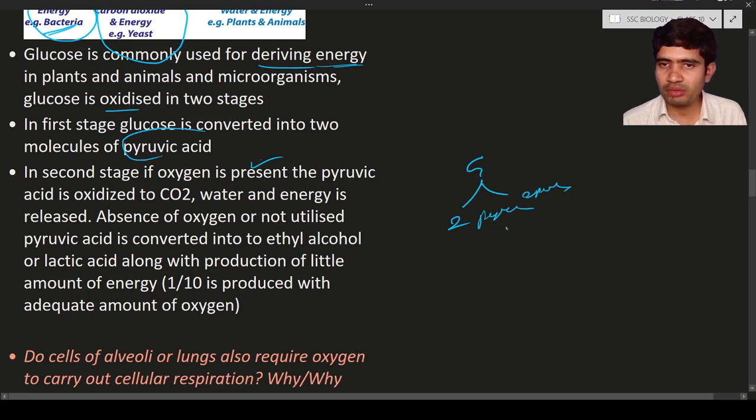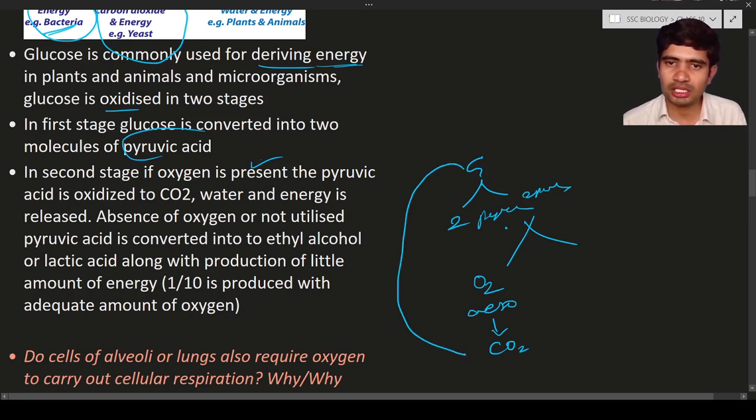These pyruvates, if oxygen is present, undergo aerobic respiration, in which the glucose is oxidized into carbon dioxide. If oxygen is not present, they undergo anaerobic respiration. Whether it is aerobic or anaerobic, carbon dioxide is formed.